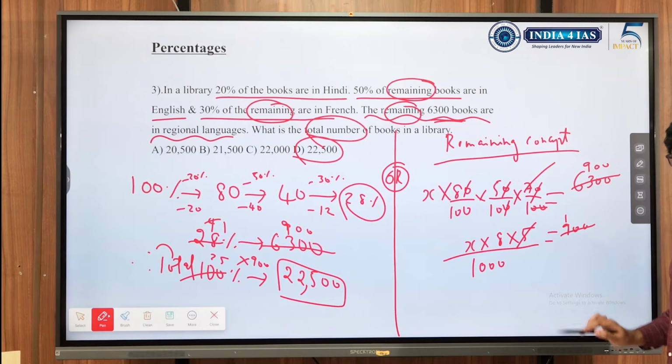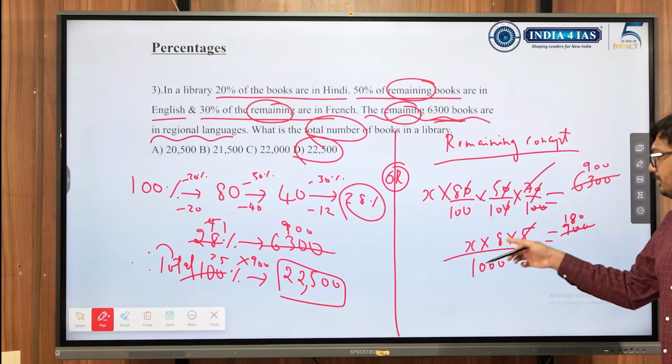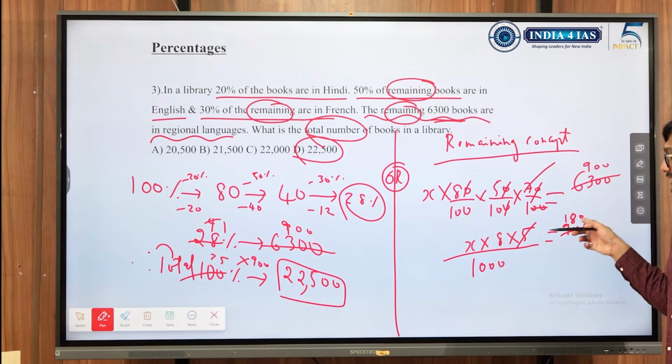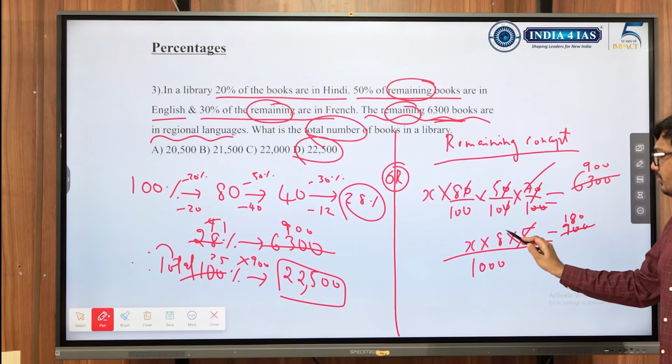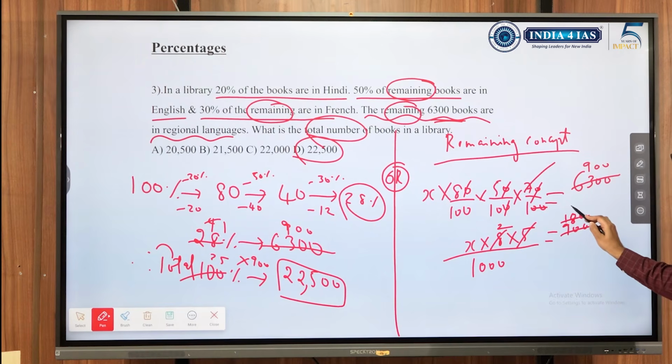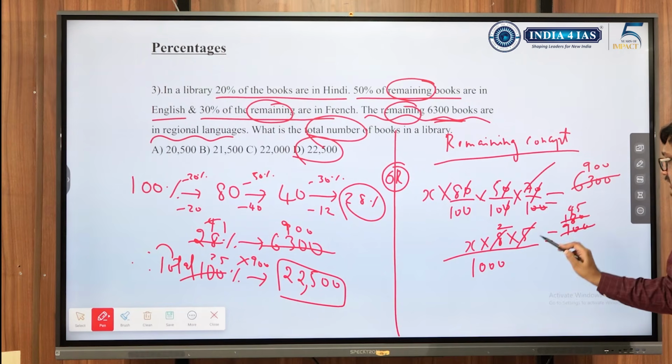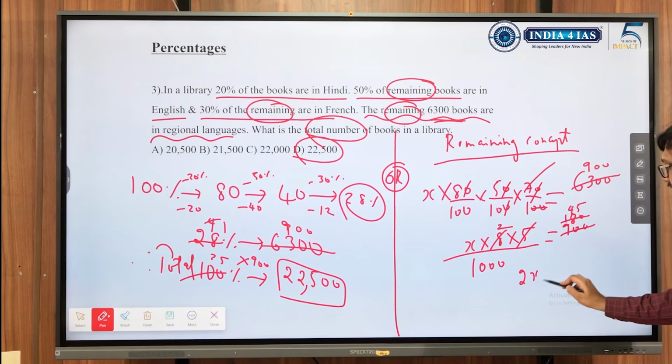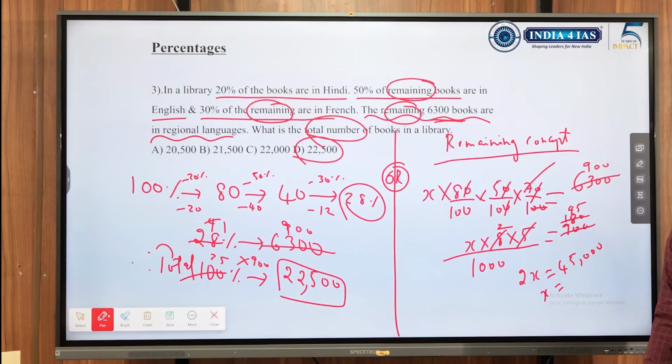4, remainder 0. 5 eights are 40. Then 0. After this 8 and 180. See, 180 is not divisible by 8. So 4 twos are 8, 4 fours are 16, 2, remainder 0. 4 fives are 20. Then 2x is equal to 45 into 1000, that is 45,000. X is equal to half of 45,000, that is 22,500.